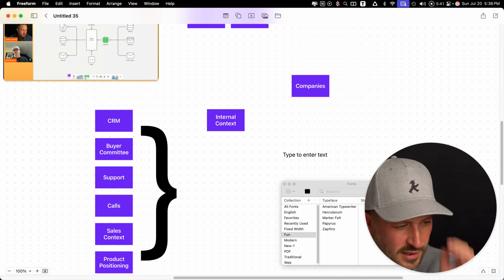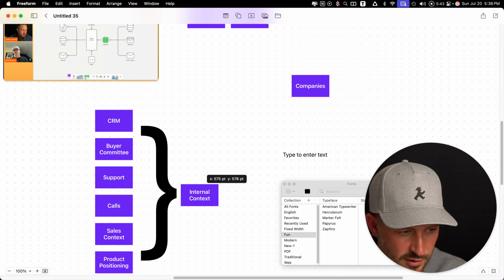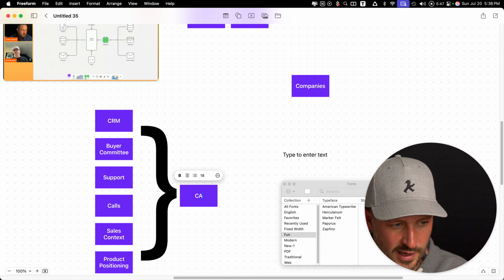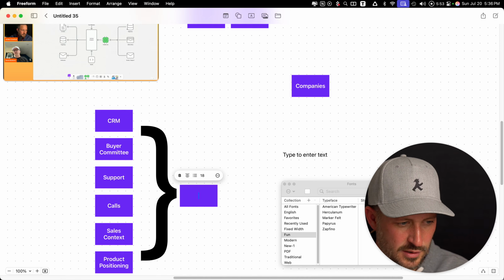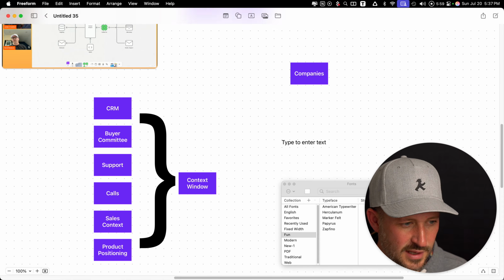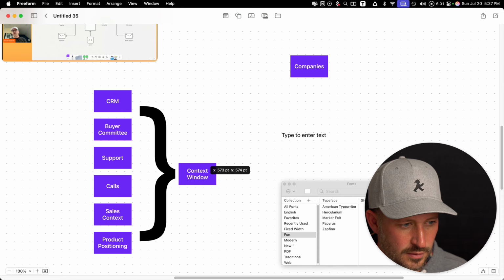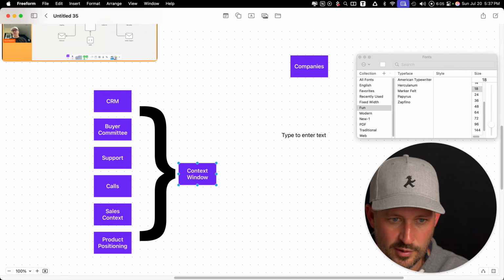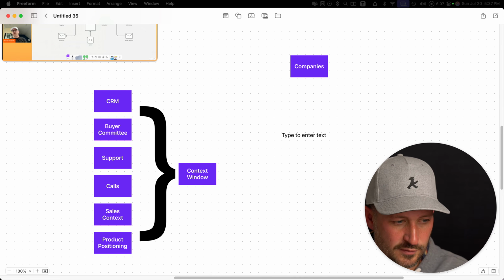Okay, so basically all of this context needs to go into probably a context window, RAG, CAG. It's probably a context window. I think this is probably Gemini. This is kind of my thought. I'm not going to elaborate on this right now. I'm going to get the map done first.